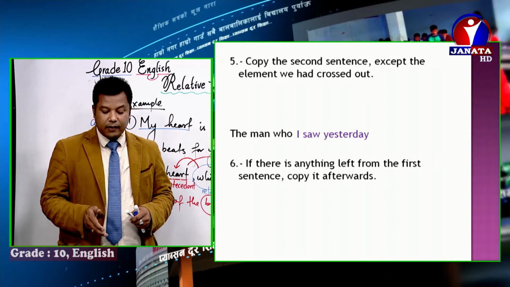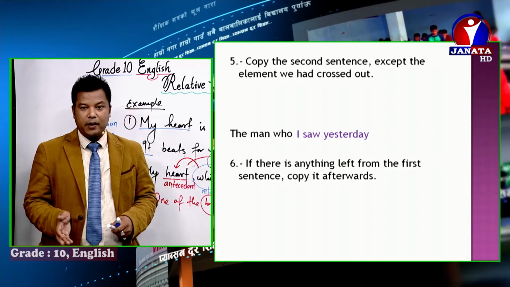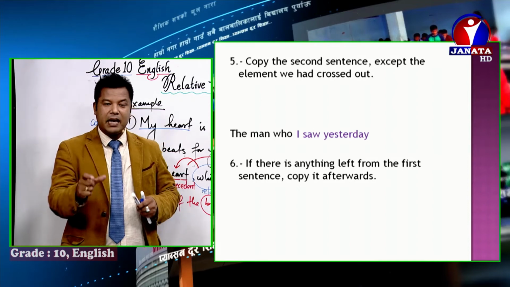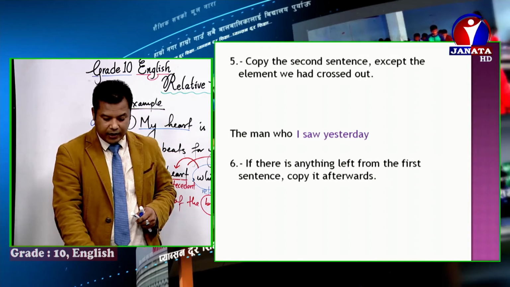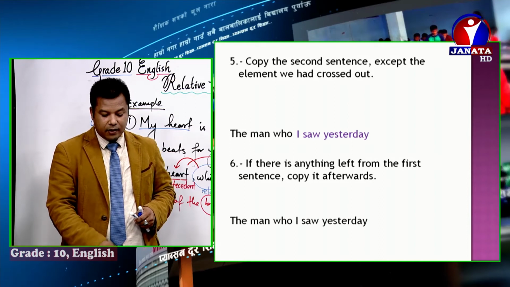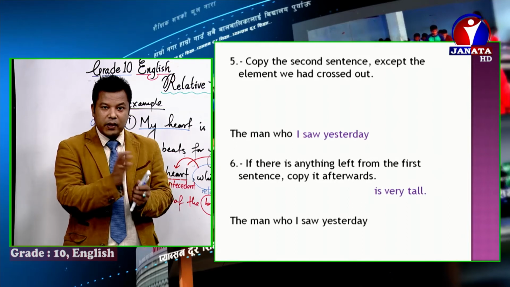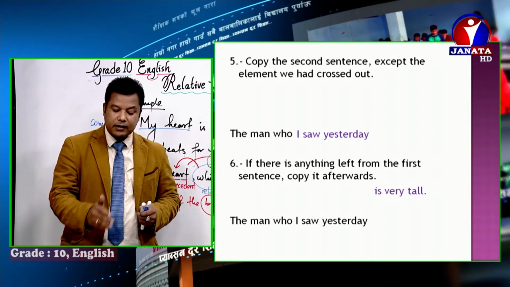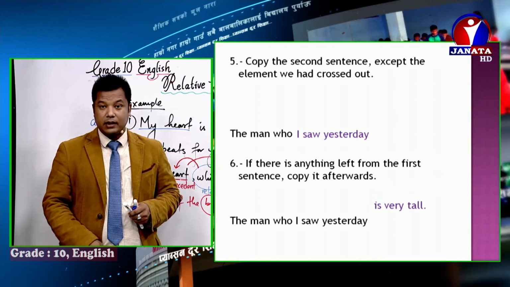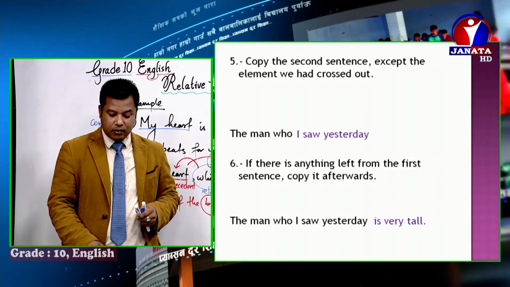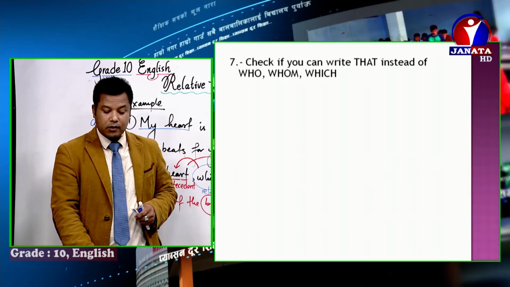Then if there is anything left from the first sentence, copy it afterwards to make it manageable, to make it meaningful, and that is what you added there. The man who I saw yesterday is very tall. So you're bringing this predicate from the first sentence, and then our clause example is complete. The man who I saw yesterday is very tall.